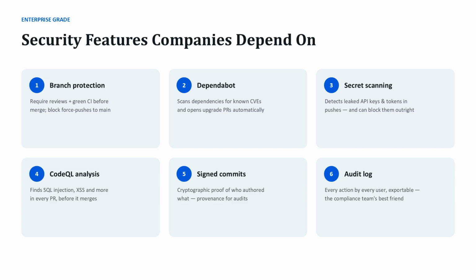CodeQL analyzes every pull request for injection flaws and cross-site scripting before merge. Signed commits give cryptographic proof of authorship. And the audit log records every action by every user, exportable, which makes compliance teams very happy. "This is why we use GitHub" is an acceptable answer in a security review.